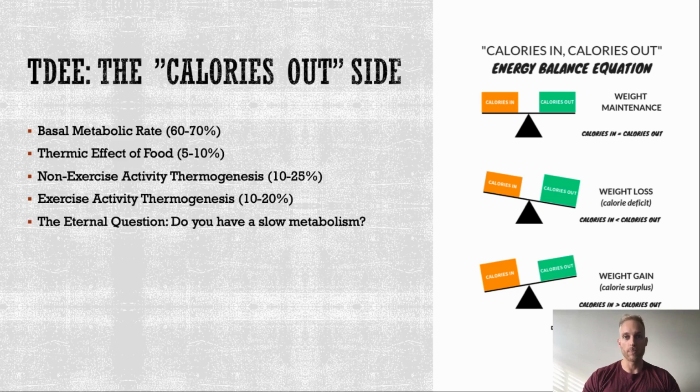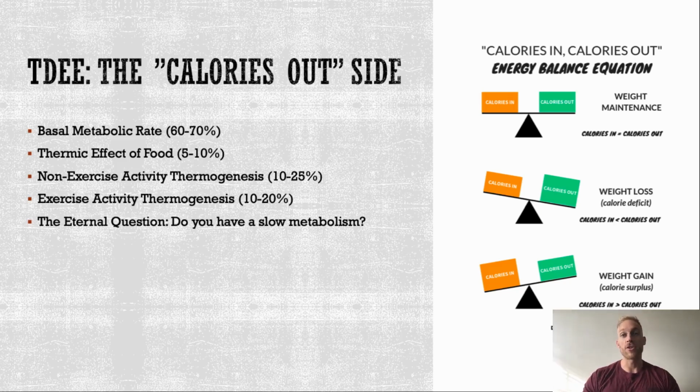BMR, your basal metabolic rate, it's the amount of energy you expend just to keep your body alive. So basic functions of the human body to keep you alive. It's around 60 to 70% of your total metabolic rate or your total daily energy expenditure. So somewhere between 60 to 70%, and we'll talk about what actually dictates how high that number is.